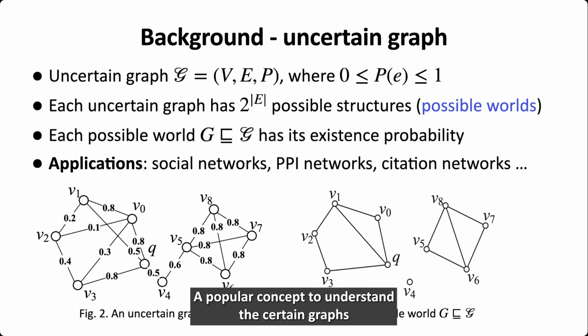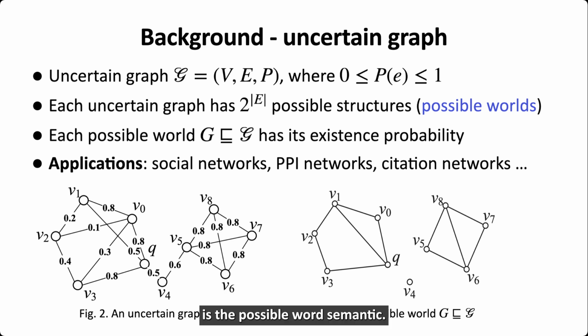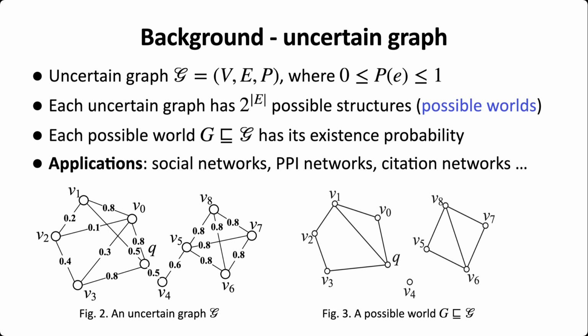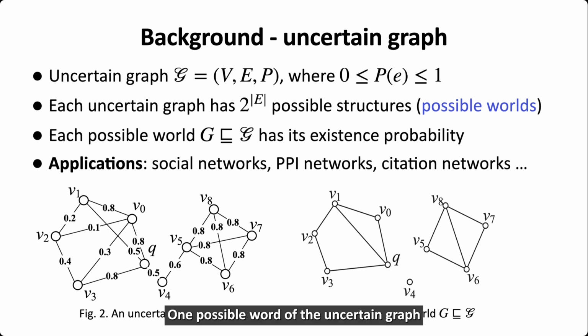A popular concept to understand uncertain graphs is the possible world semantics. We assume all the edges are independent. Therefore, a single uncertain graph has an exponential number of possible structures. We call each of the possible structures a possible world. One possible world of the uncertain graph in Figure 2 is displayed in Figure 3.